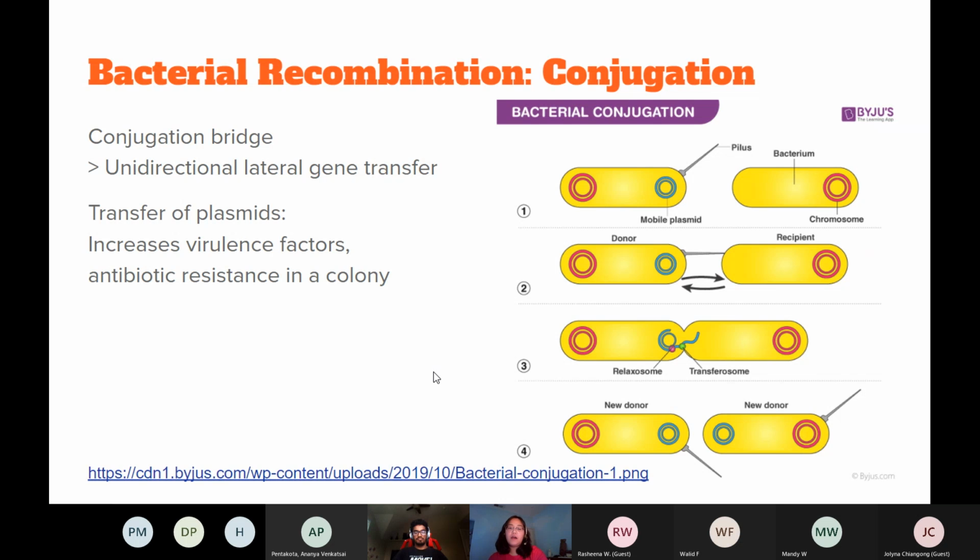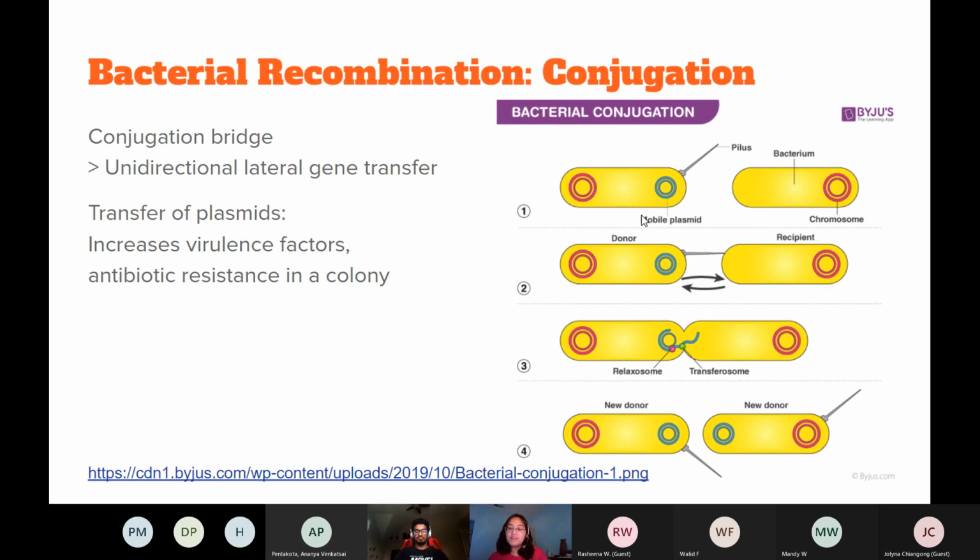So moving on, we have bacterial recombination. So how do bacteria transfer DNA to one another? There's three that we're going to talk about today. We have conjugation, we have transformation, and we have transduction. So I'm going to start with conjugation here. We have two bacteria here. One has a little sticky thing called a pilus, and one does not.